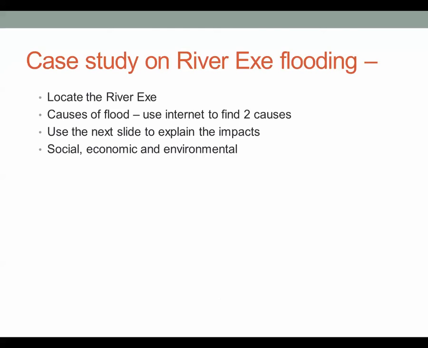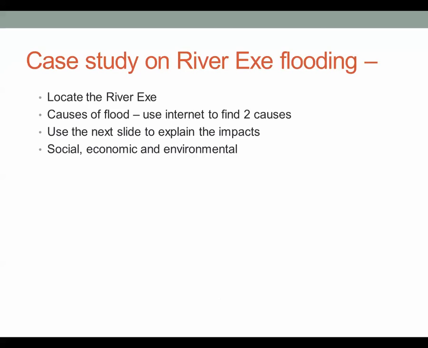First things first, try and locate the River Exe and then find out the causes of the flood. Now, this occurred in 2012, 2013, so late 2012, early 2013. Find out what exactly happened in this flood, and try and find two causes. Now, this could be heavy rainfall, or the fact that there's too much building on the floodplain. Have a think about it and then apply it to this area, and remember it was around the Exeter region. Then use the next slide to explain the impacts.